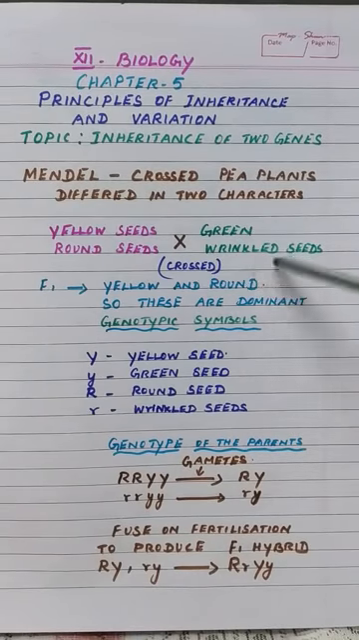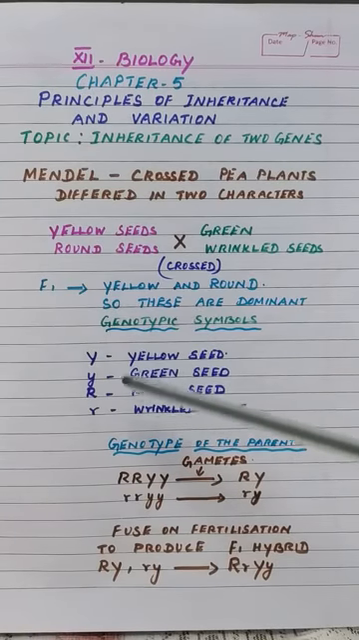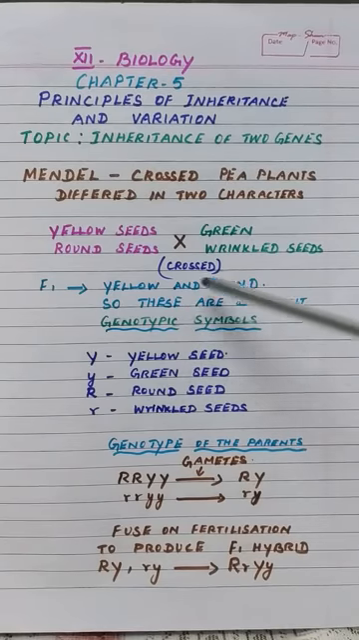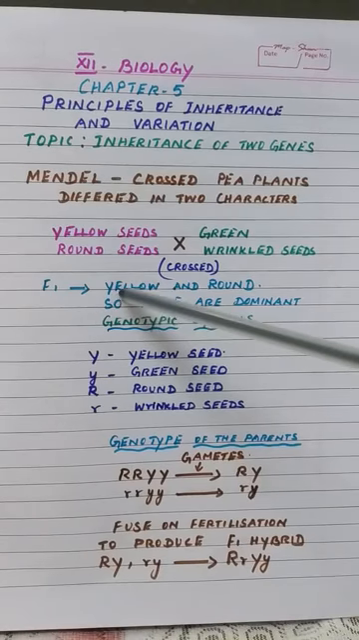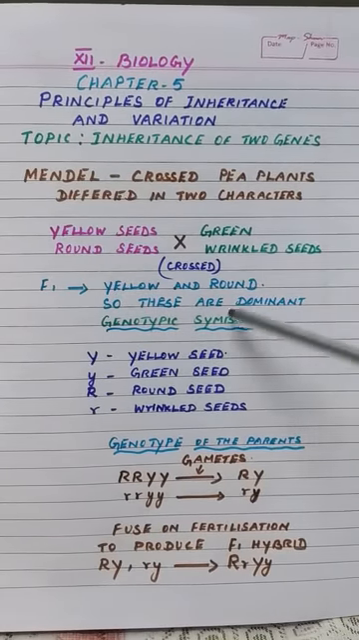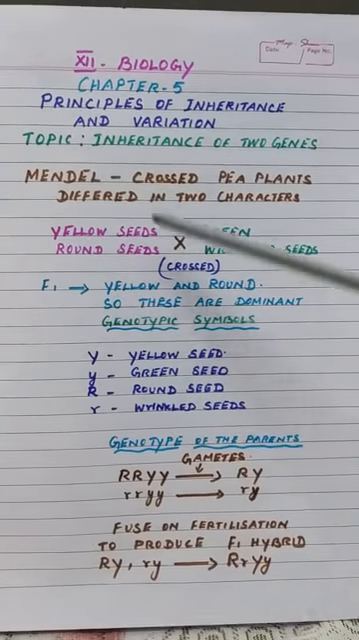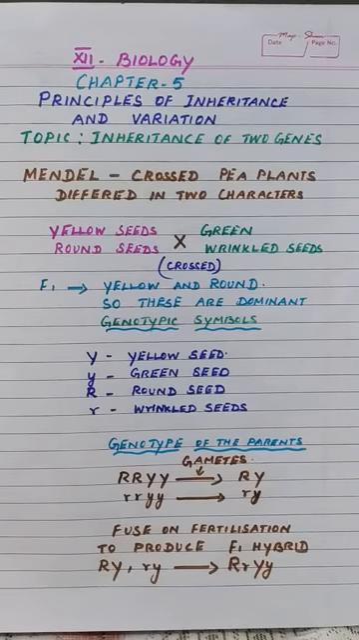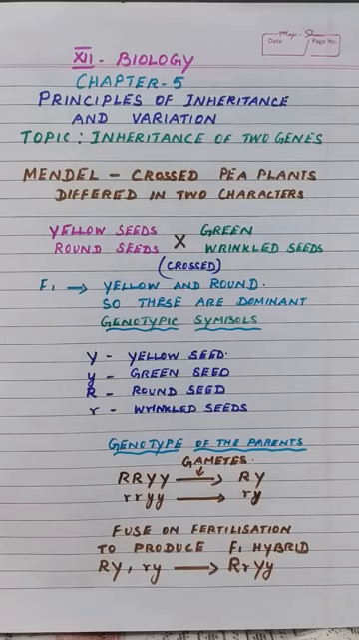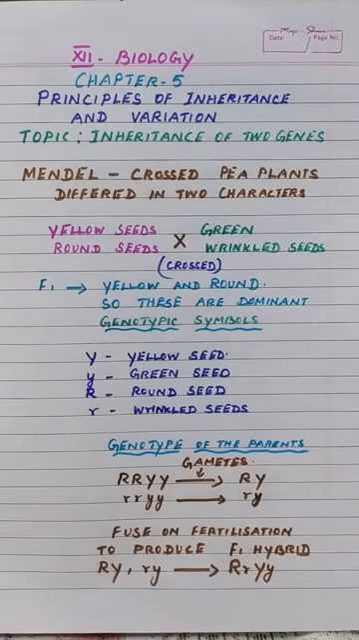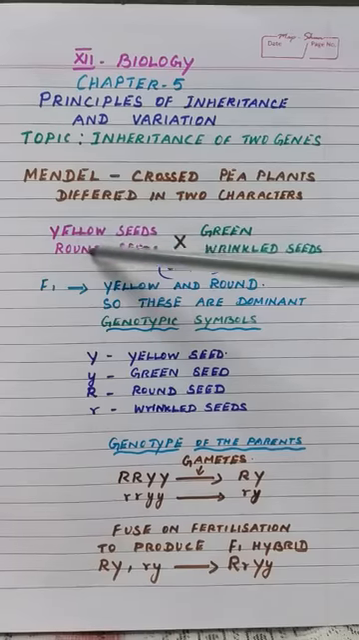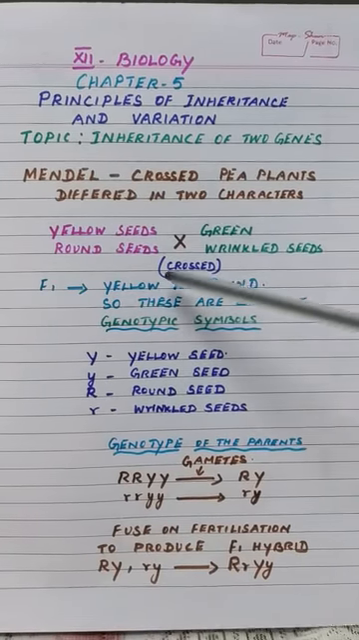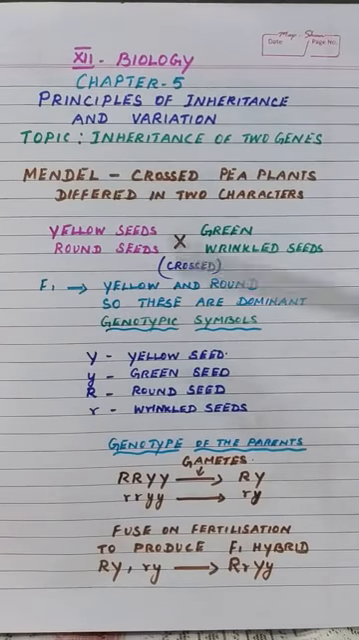After hybridization, after crossing, he got the F1 generation. In this F1 generation, all the progeny had only yellow and round seeds. From this, we can find out that yellow and round seeds are dominant. In the previous session, I taught you the 7 contrasting traits Mendel studied. You have to learn all 7 contrasting characters, because when problems are given, you should know which character is dominant and which is recessive. Yellow and round are dominant, so in the F1 generation, we got yellow and round seed bearing plants.